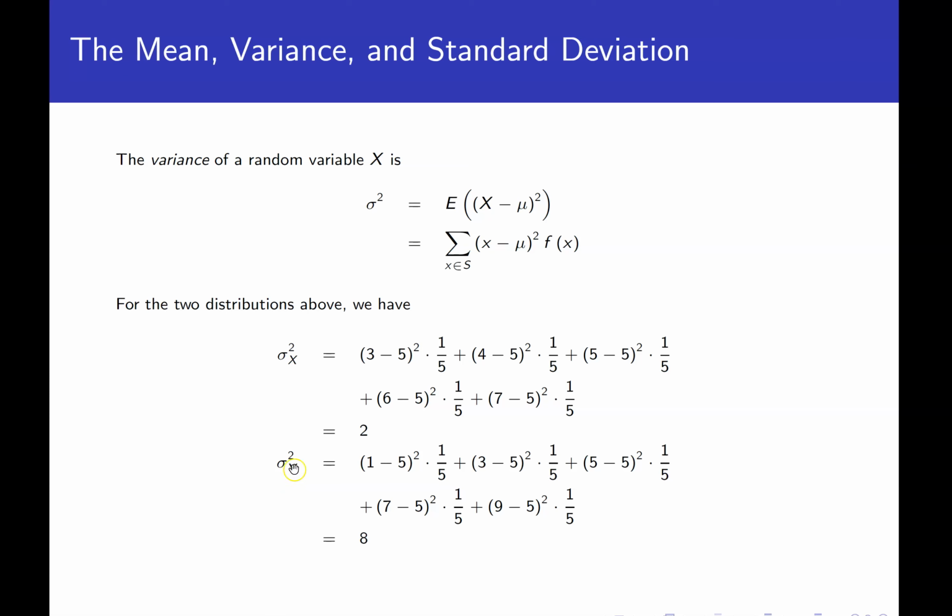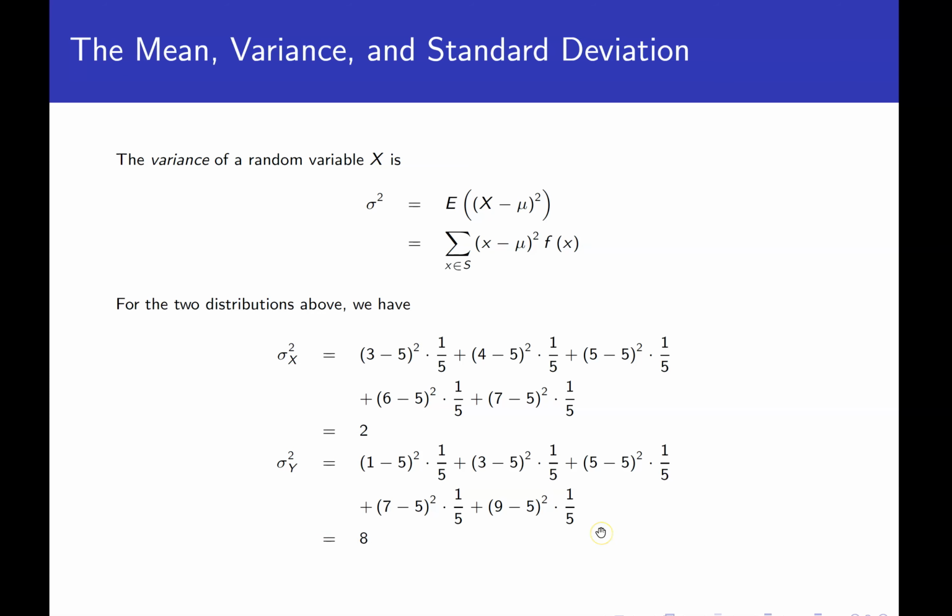If you do the exact same thing for y, now notice that we have different distances here, right? 1 minus 5 is -4. Squared will give me a 16 on that term, whereas up here it was just a 4, right? So we're weighting this more because it's farther away from the mean. And in that case, you'll get 8. So the variance of x is 2. The variance of y is 8.